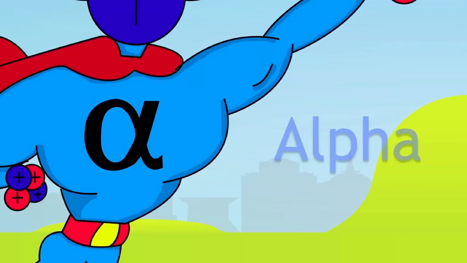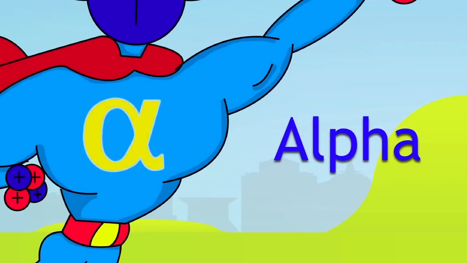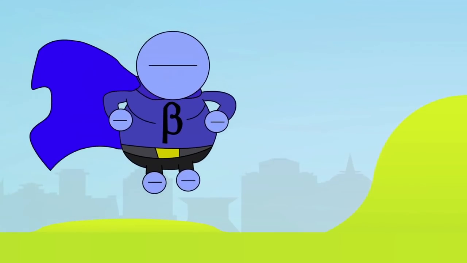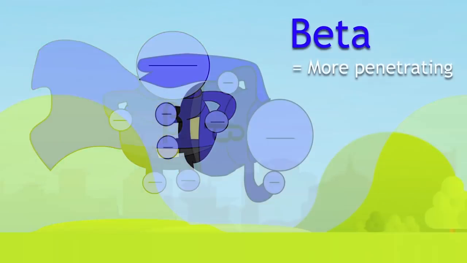The symbol for alpha is this, the Greek letter alpha. It's not very penetrating. That means if it actually hits something, it stops. Penetrating tells you how far it can get through things. The second type of radiation is more difficult to stop. So in other words, it's more penetrating.